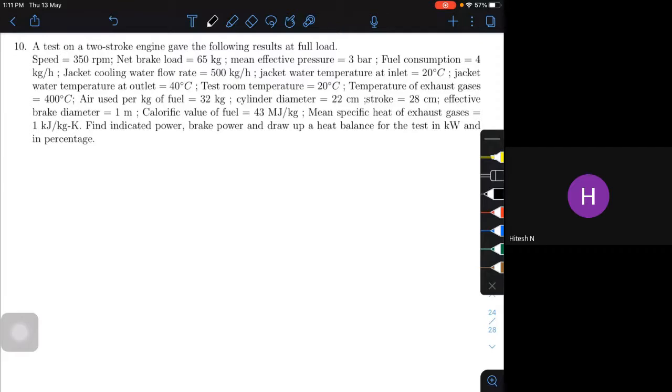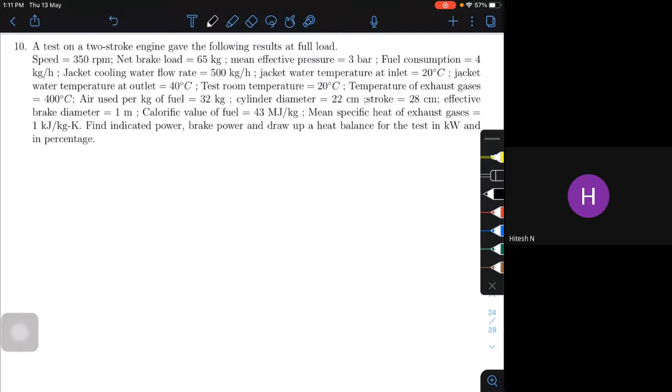These are the quantities we have to find: the brake power and indicated power, and draw the heat balance sheet for the test in kilowatts and percentage. That is nothing but kilojoules per second. I told you that the heat balance sheet can be drawn in kilowatts, kilojoules per second, kilojoules per minute or kilojoules per hour. So you have to be very careful about what they have given, and based upon that, draw the heat balance sheet. Let's solve this problem and write the data.